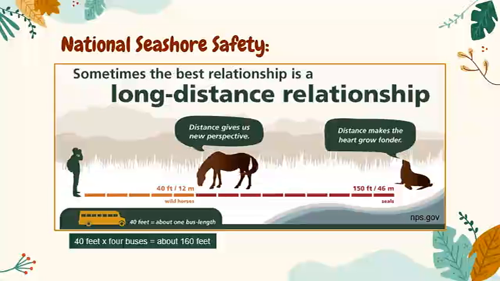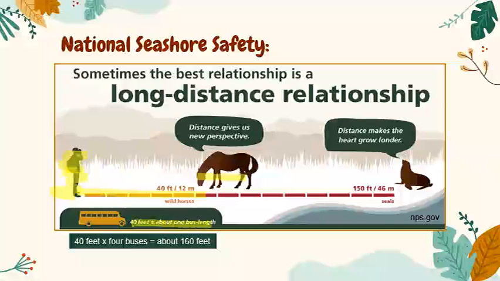Now on this page we have a great text feature. It's a neat graphic that talks about National Seashore Safety, and it explains that sometimes the best relationship is a long distance relationship. It's encouraging people, I think, to keep their distance from the horses and not get too close. We have a human being here with some binoculars, and of course our horses, and it's saying to stay about 40 feet away from the wild horses. We do want to give them space. They are wild horses. They're not domesticated. And 40 feet, it tells us here, is about 1 bus length.